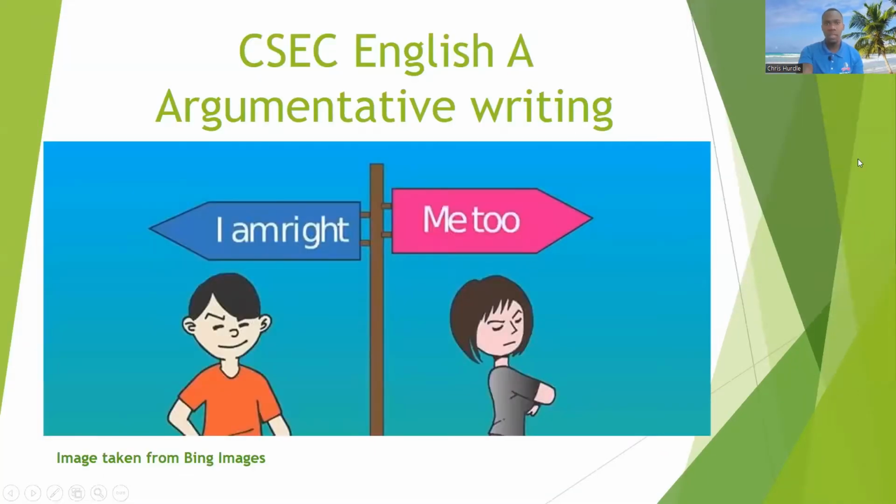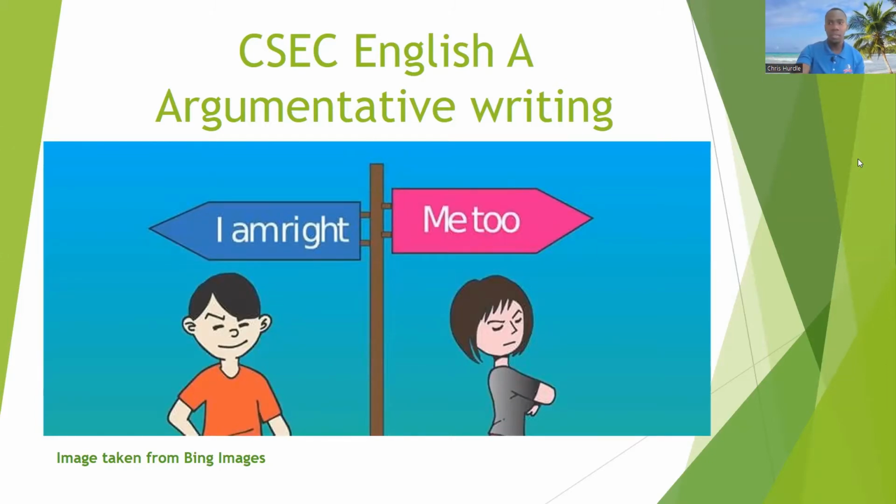All right, so CSEC English A argumentative writing. And you see that I have a photo of a male on the right and a female on the left, and they appear to be having an argument. Now you can't get more fitting than this. And of course, I have to give credit to Bing Images because that is the source from which I obtained the photo. All right, so this is section D of the CSEC English A paper 2, argumentative writing.